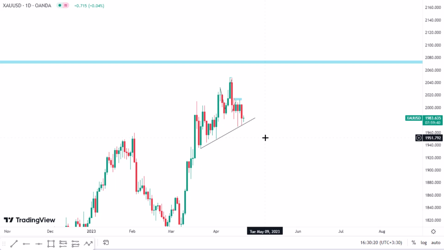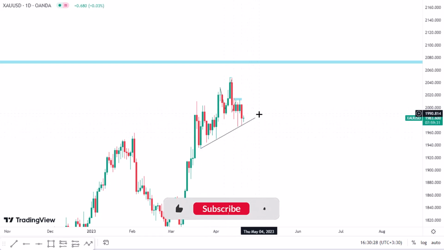But you can open this position if the body of this candle or the next candles can close below this trend line and break it. You can actually enter sell position.